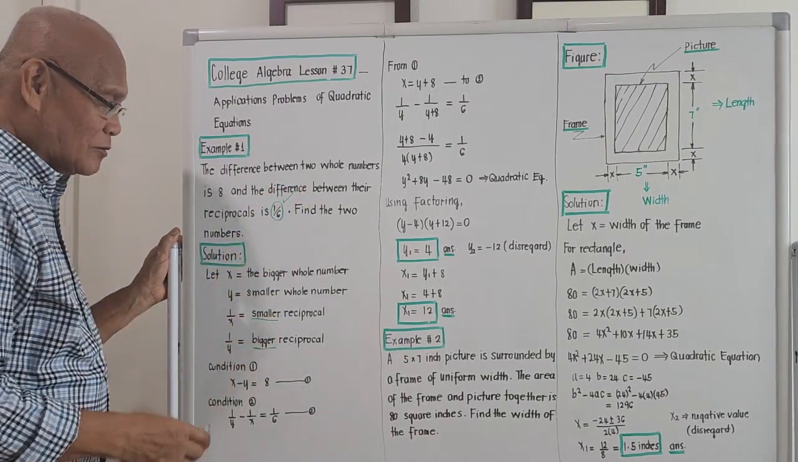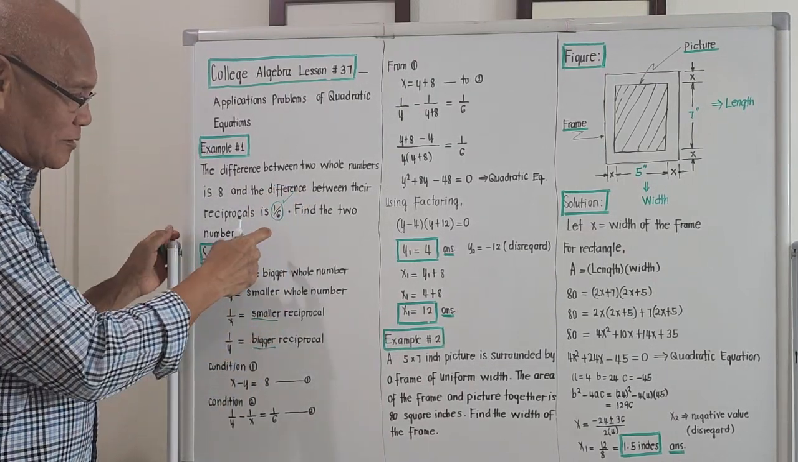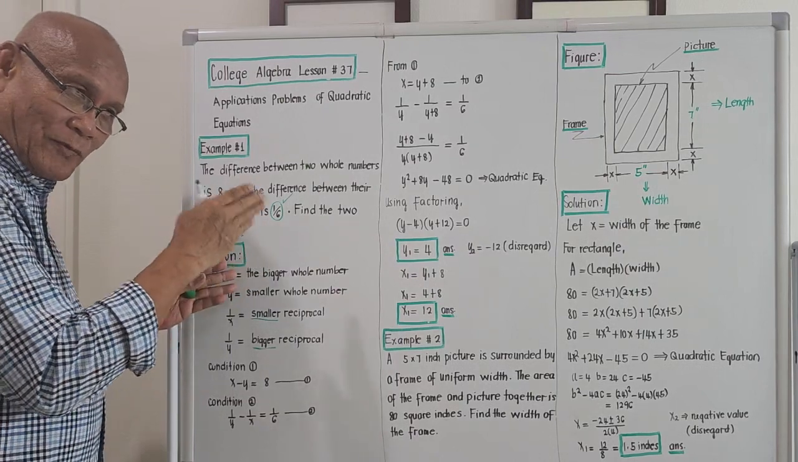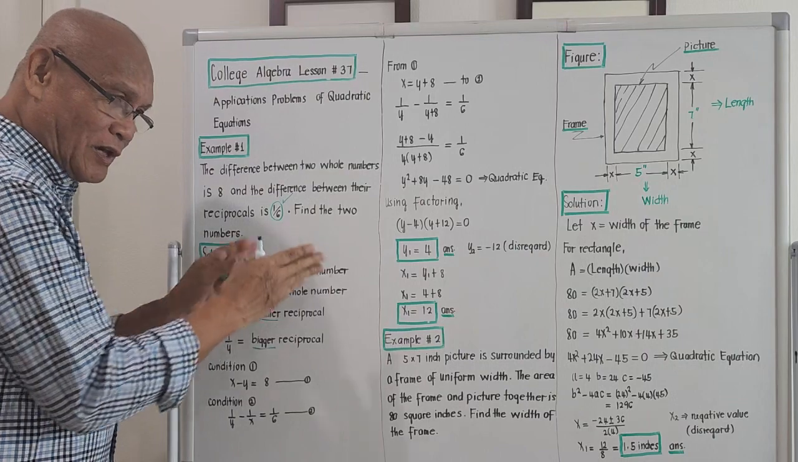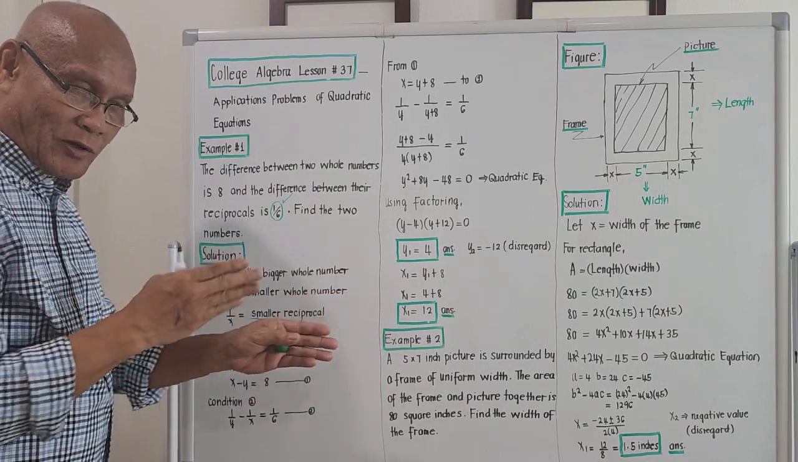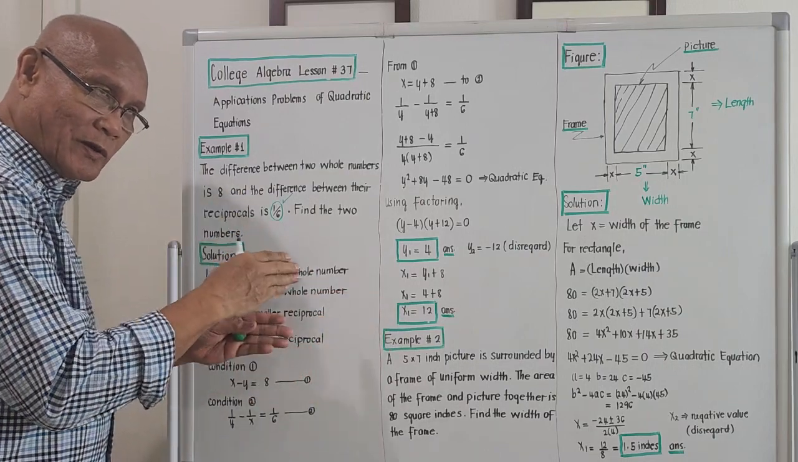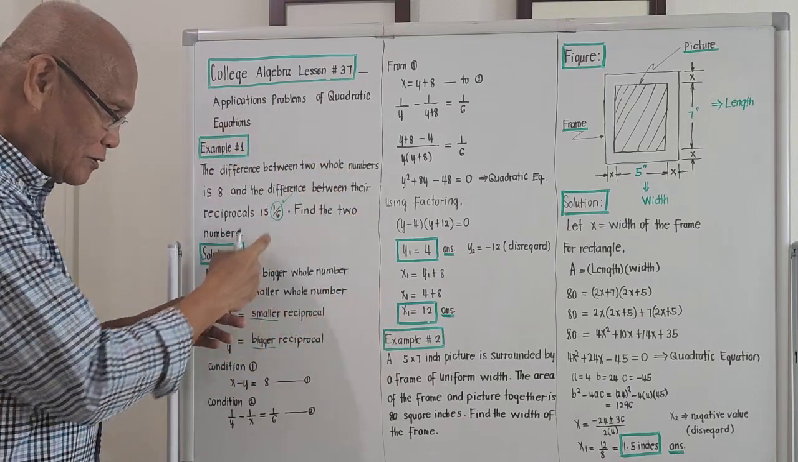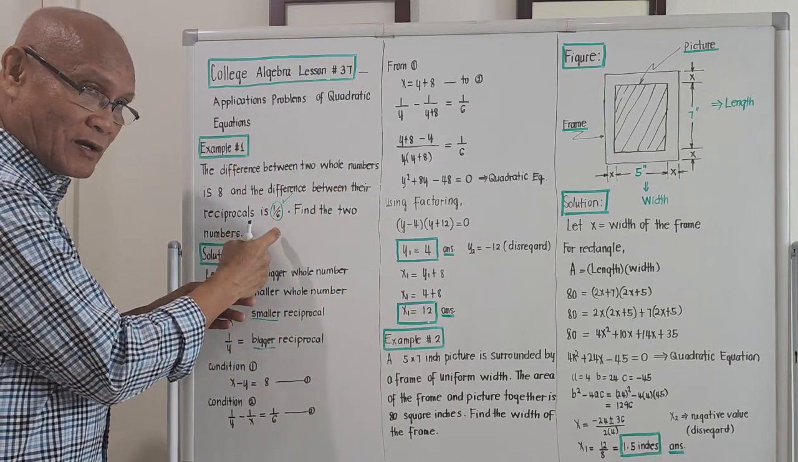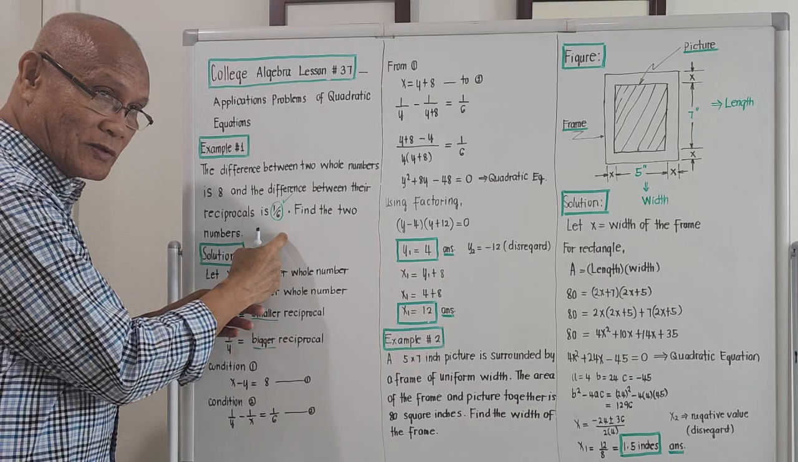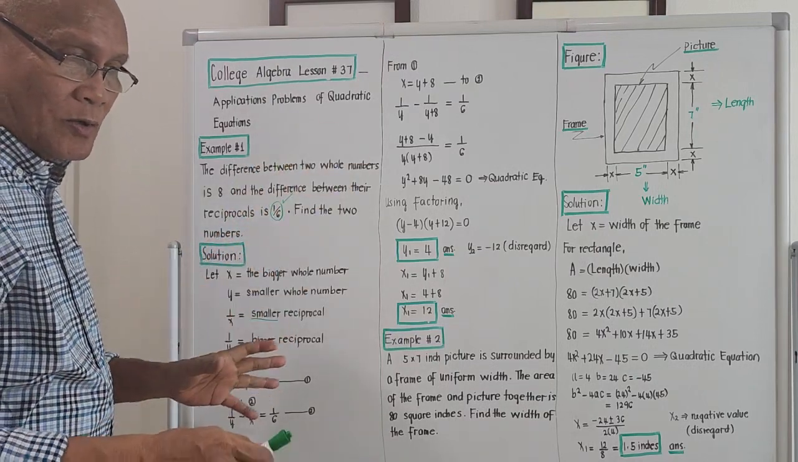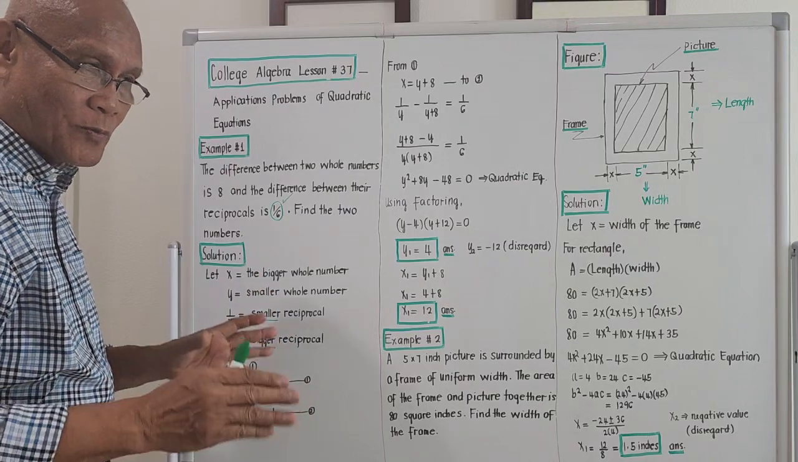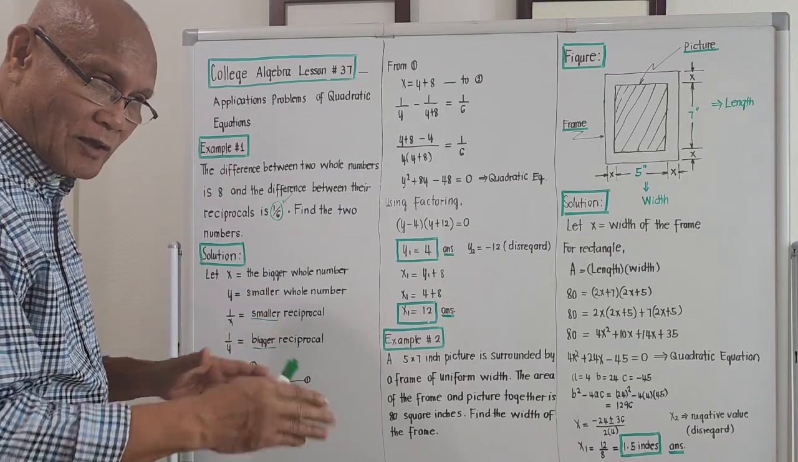I want to make sure that this is positive, so the bigger reciprocal minus the smaller reciprocal will be 1/6. It will not be the other way around, because if it were the smaller reciprocal minus the bigger reciprocal, this would be negative 1/6, but it's not negative 1/6, it's positive 1/6. Okay, let's try to bring out the conditions and how we formulate the equations to bring out a quadratic equation later on.